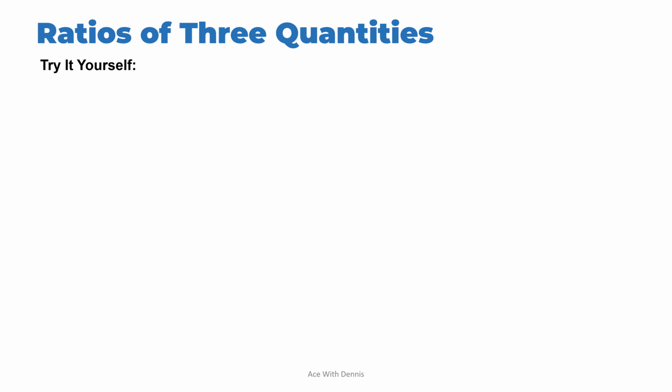Now, you can try this similar example yourself. If the ratio of x to y equals 3 to 2 over 5 and the ratio of y to z equals 1 to 5 over 7, find the ratio of x to y to z. You can pause the video and try to find the answer yourself.